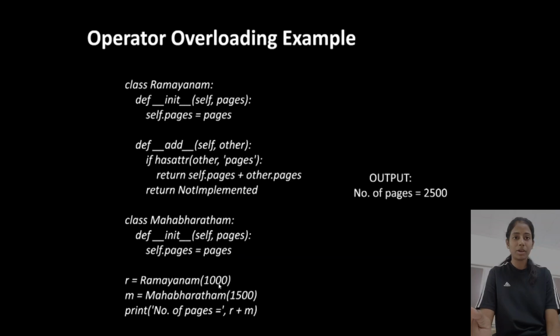r = Ramayanam(1000), m = Mahabharatam(1500). r is an object created in the Ramayanam class with 1000 pages. m is an object created in the Mahabharatam class with 1500 pages. Print number of pages = r + m. When r + m is executed, it calls r.__add__(m). Since m has a pages attribute, it returns the value 1000 + 1500. When we execute this entire code, we get 2500 as the output.